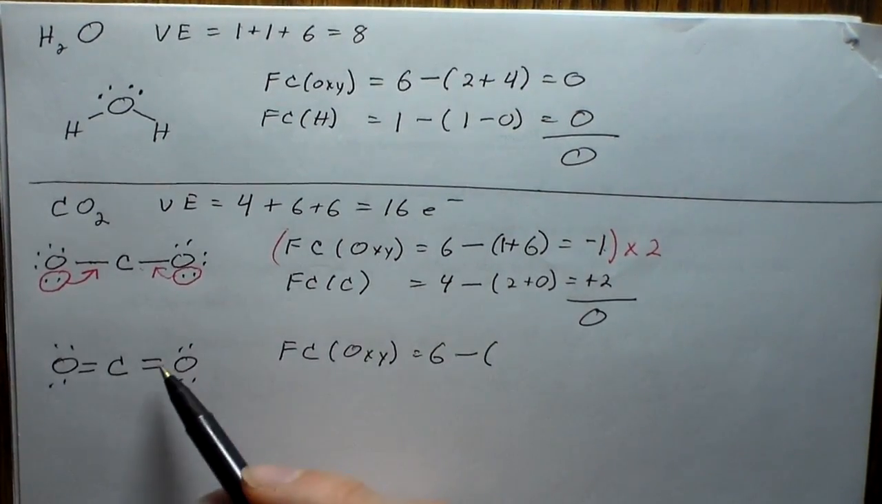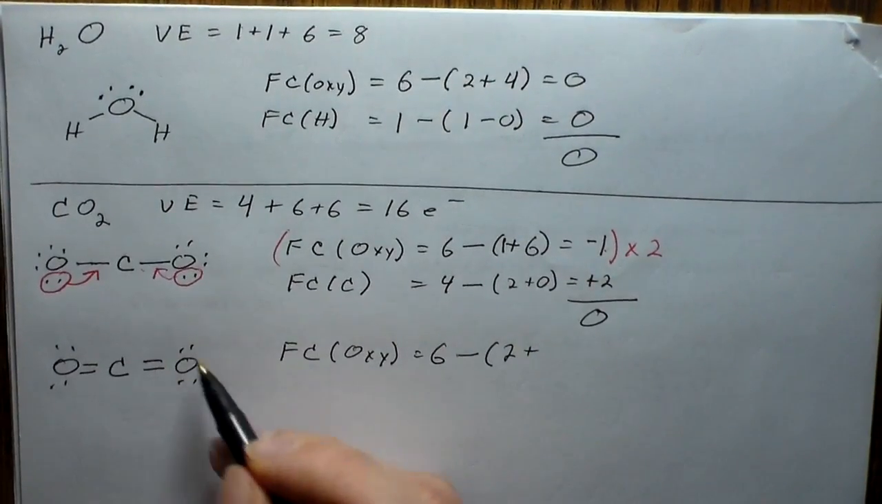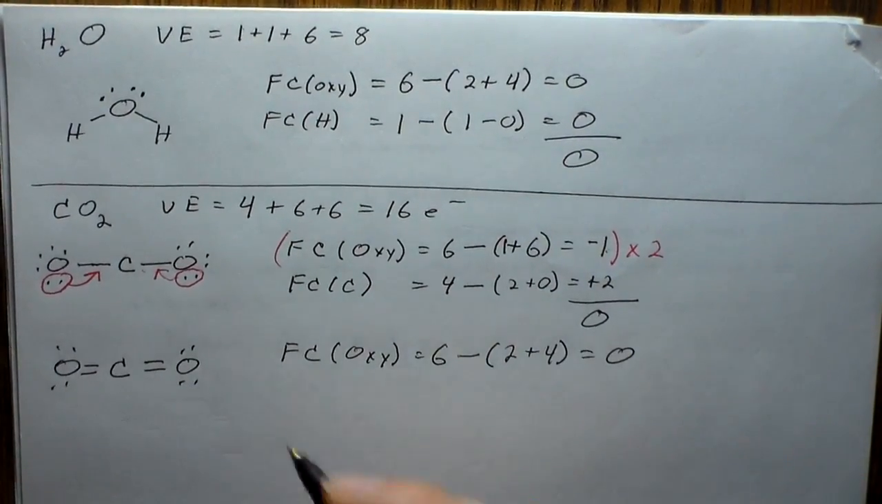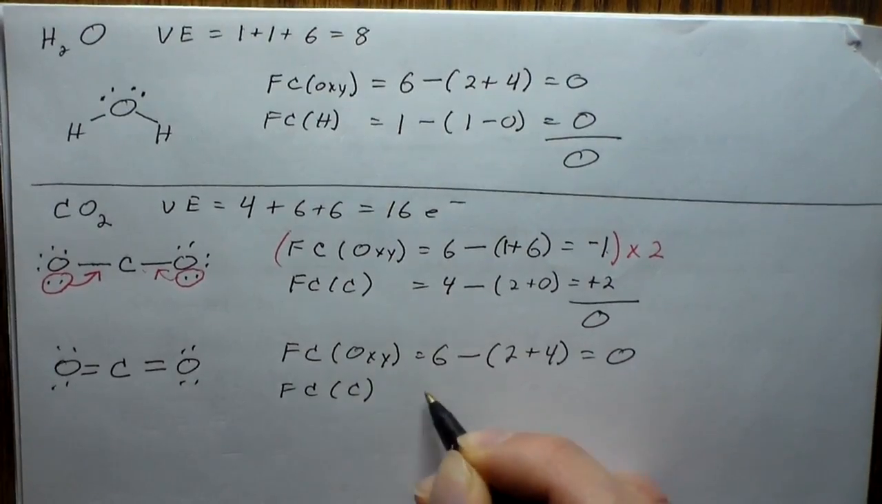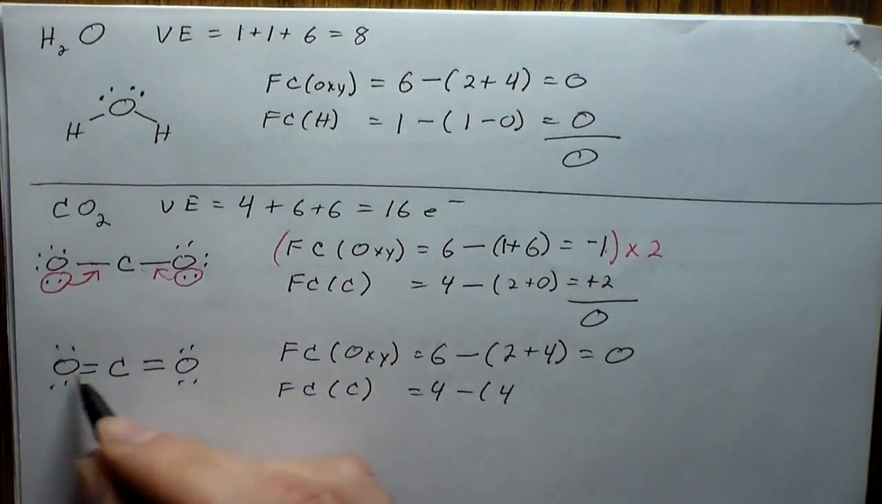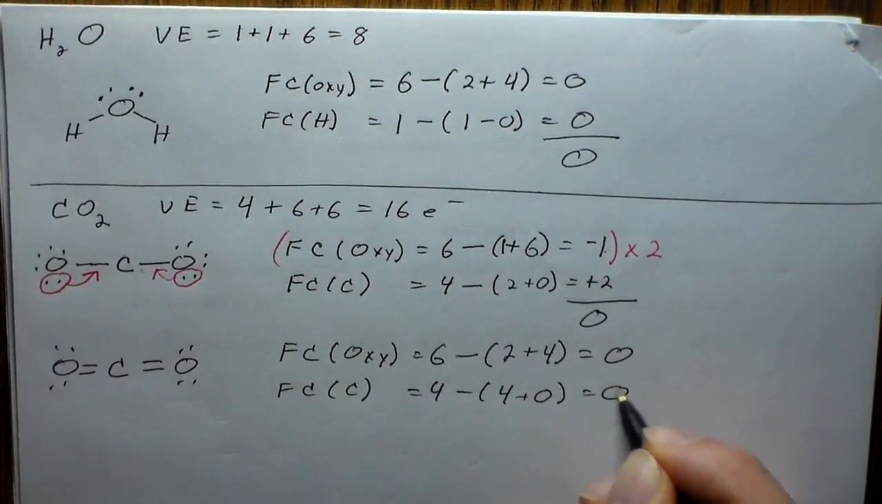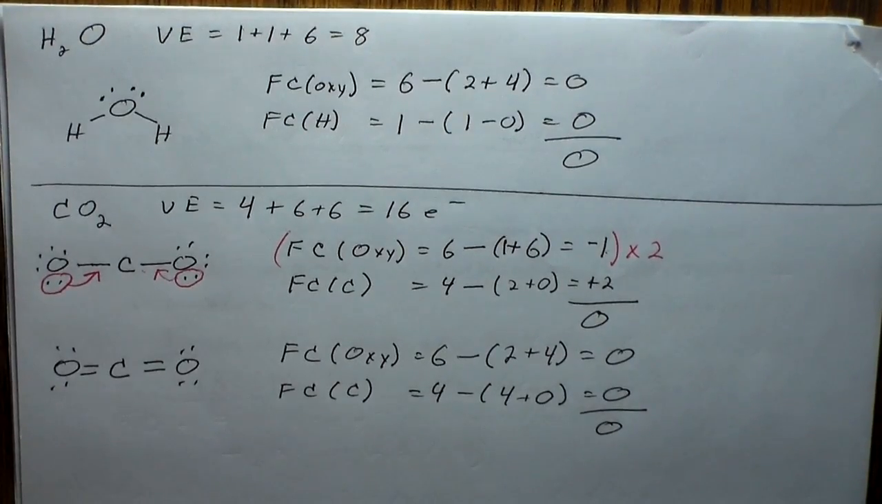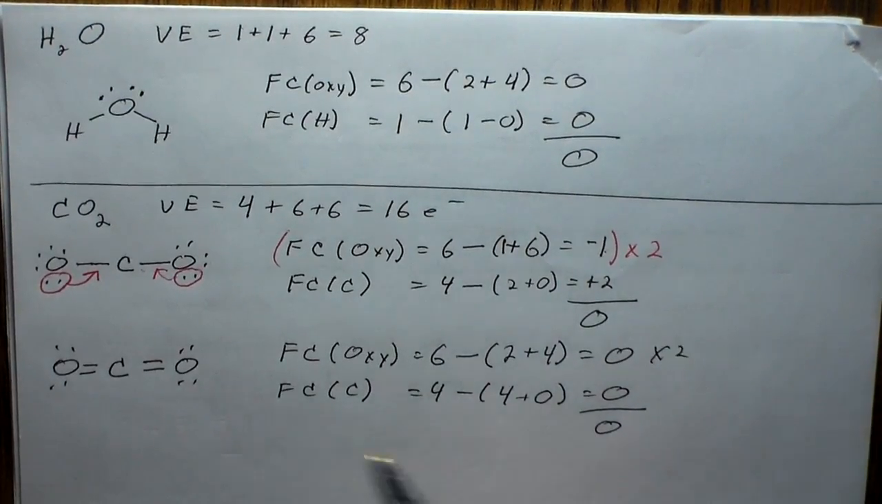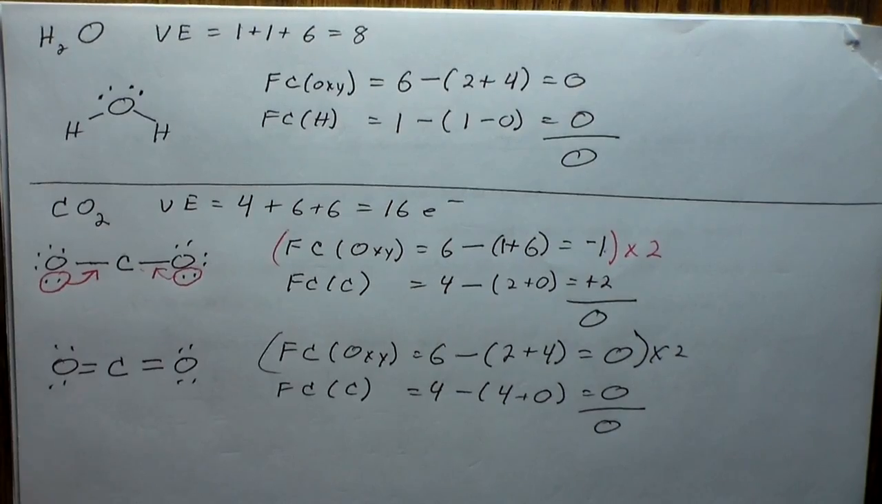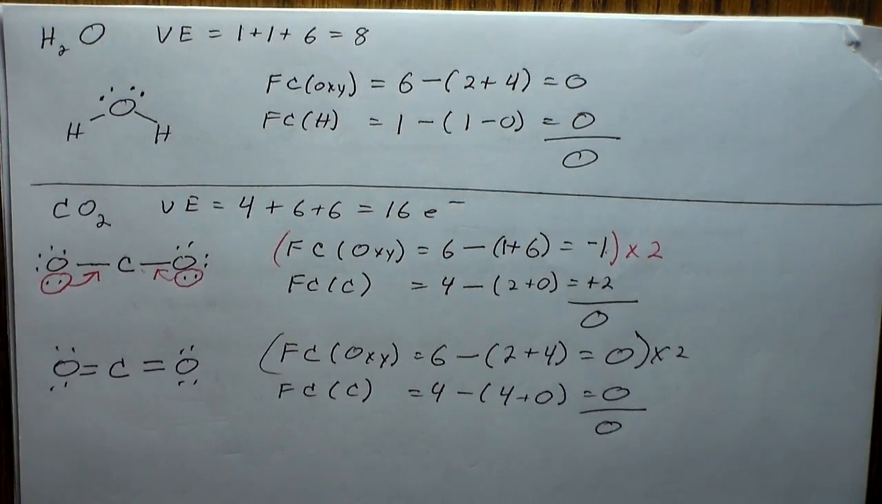And then subtracting off here, I have 2 lines and 4 dots. And that's going to be 0. And the formal charge on my carbon is going to be 4 minus my 4 lines, right? Plus no dots, which is 0. Add that up. That's going to be 0. And of course I would technically multiply that by 2, but that doesn't really matter. All right, so at this point, that's going to be my structure here for my carbon dioxide.